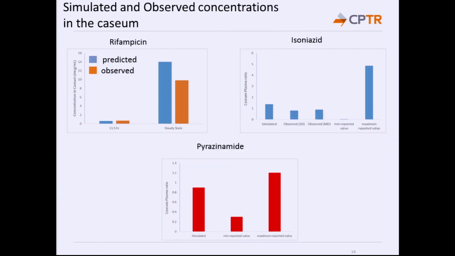This is just showing some simulated and observed predictions from the model. On the left-hand side, you've got rifampicin, so this is the predicted and the observed data in orange. For isoniazid, this is the prediction, and these are a range of clinical data. These are 2 mean values, and then this is the range that's been reported in the literature. And then for pyrazinamide, again, the predictions and the range of reported values in the literature.